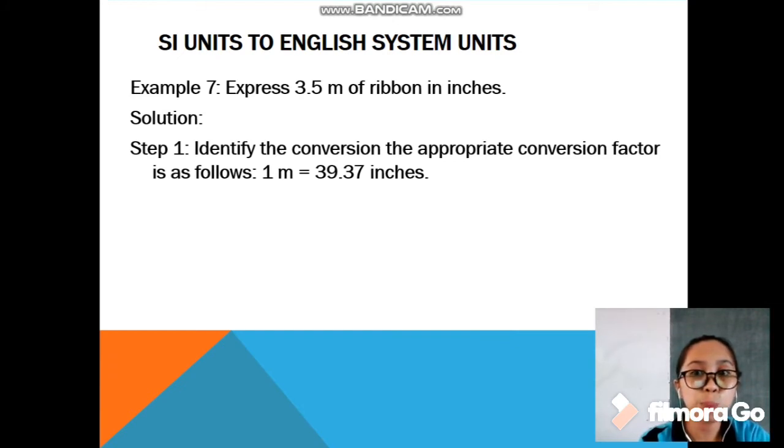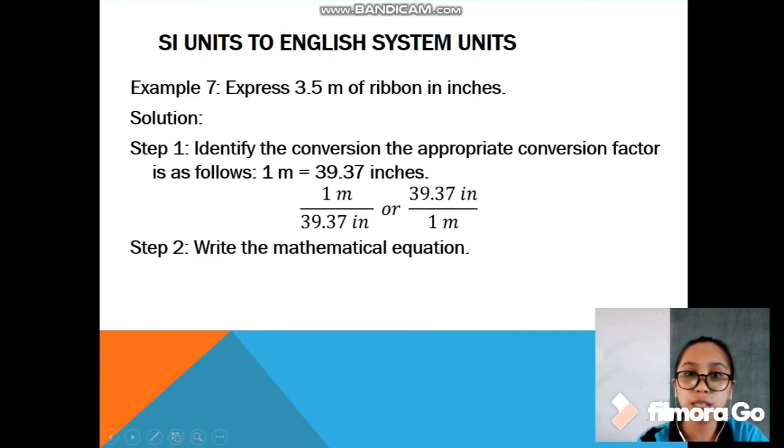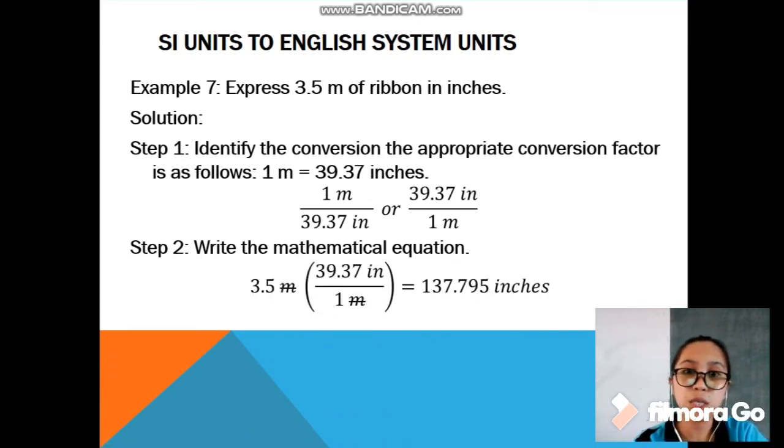This can be expressed in fraction form: 1 meter over 39.37 inches, or the reverse, 39.37 inches over 1 meter. Since the given unit is 3.5 meters, be sure that the meter unit in your conversion factor is in the denominator so that you can cancel out the meter in the given unit. The remaining unit will be inches, your target unit. So we use this one, with the meter in the denominator. We have 3.5 meters, multiplied by a specific conversion factor to cancel out the meter, so only the unit inches remains.